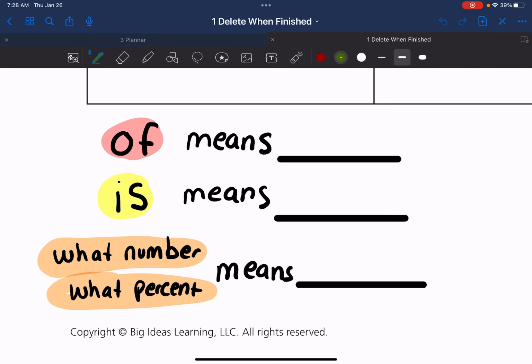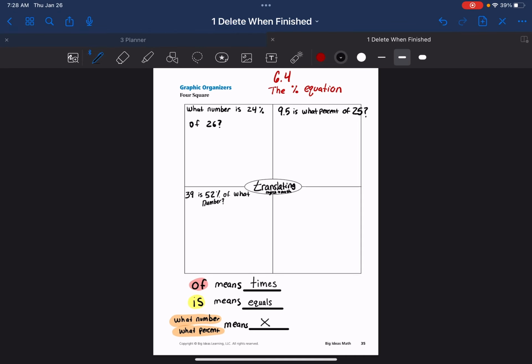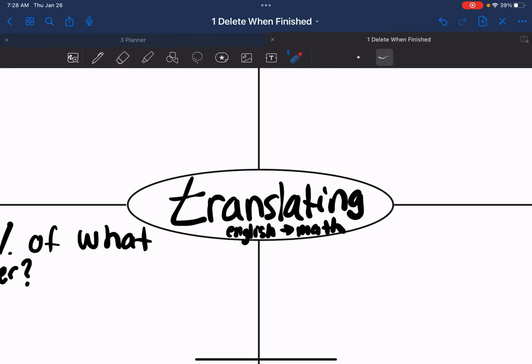So the first thing we need to know is that the word of means multiply, okay? Or times. I'm going to write times, but we all know that means multiplication, right? The next one is is. Is means equals. I think we all know that one. What number or what percent, like if it has the words what number, what percent, I want you guys to understand that means that's your unknown. That's your variable, okay? So when it's asking what, just know that that's our unknown, okay? Okay, so now with that in mind, we're gonna go translate English to math.